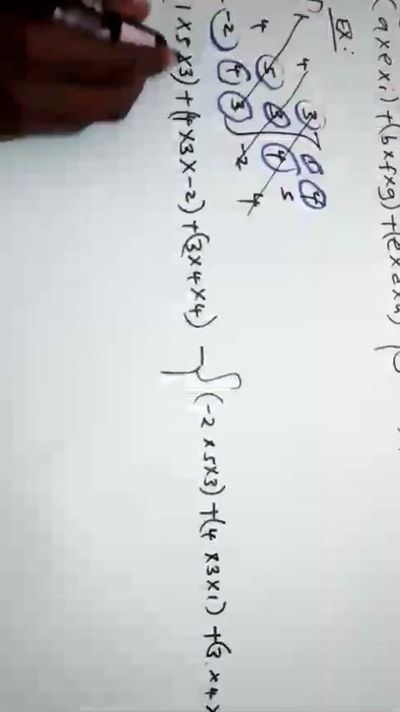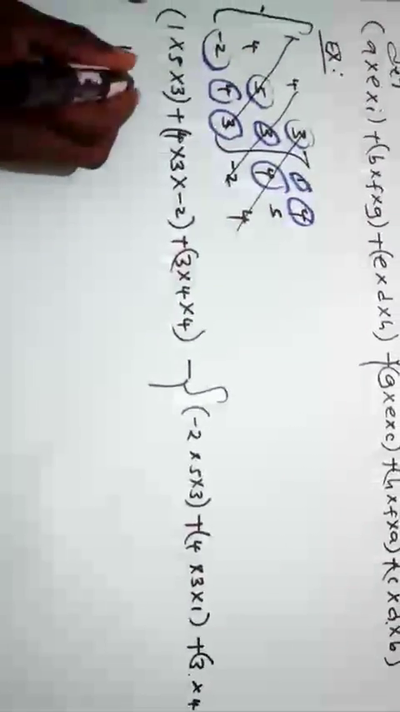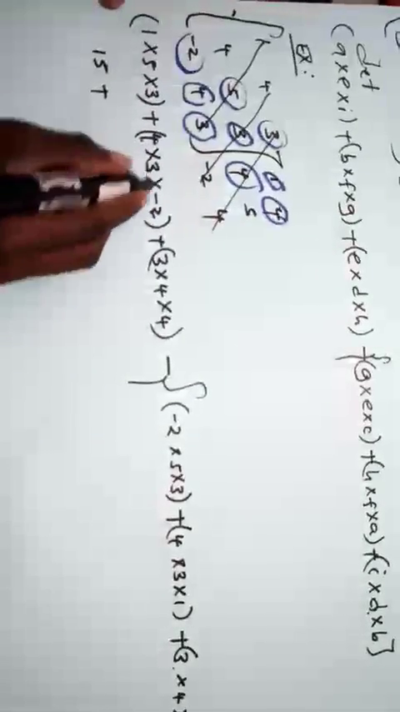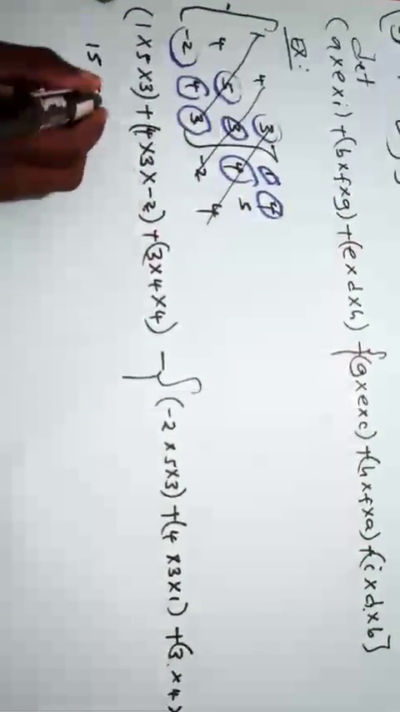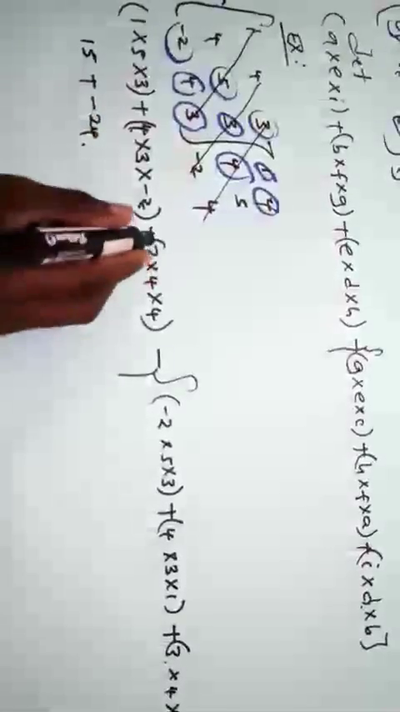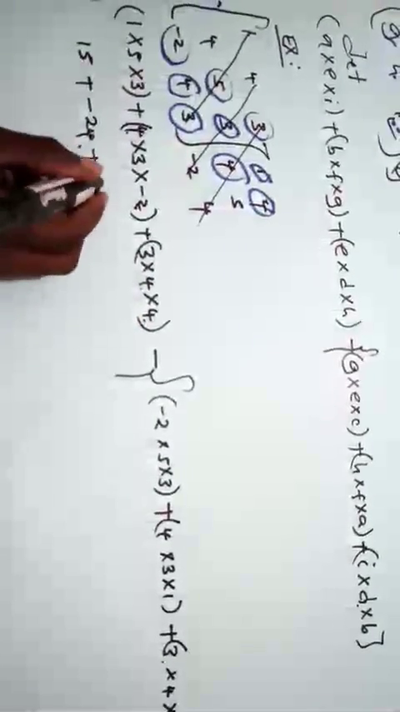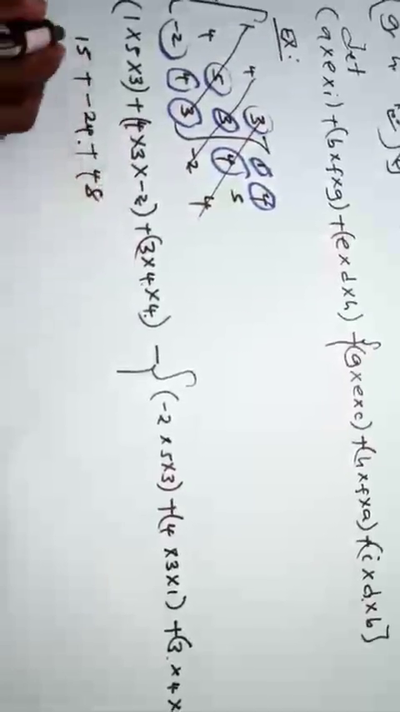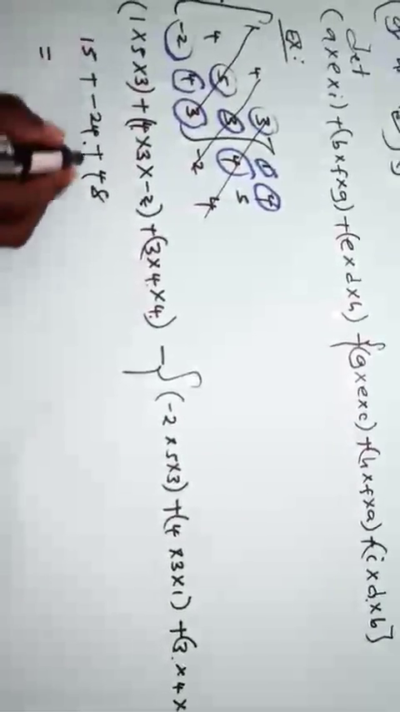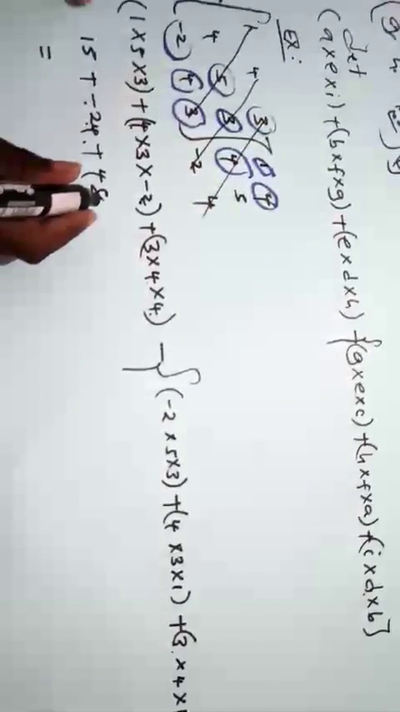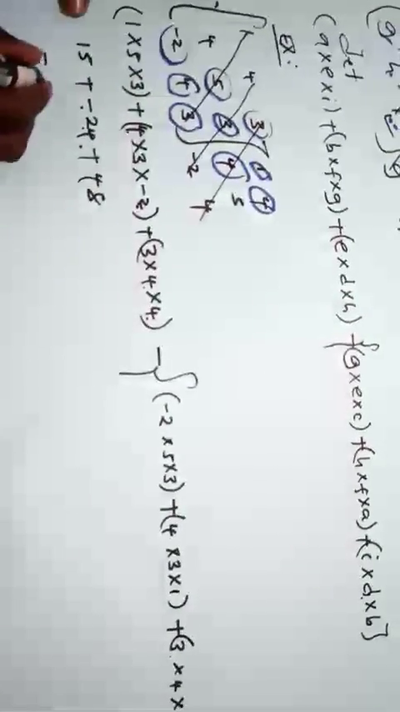So how do we go about it? 1 times 5 times 3, that is 15. Then we are adding 4 times 3 times negative 2. This is 12 times negative 2, that's negative 24. Then we are adding 3 times 4 times 4, this is 16, this is 48. So in that case, for our first case, we have negative 24 plus 48 is 24. 24 plus 15, that is 39.